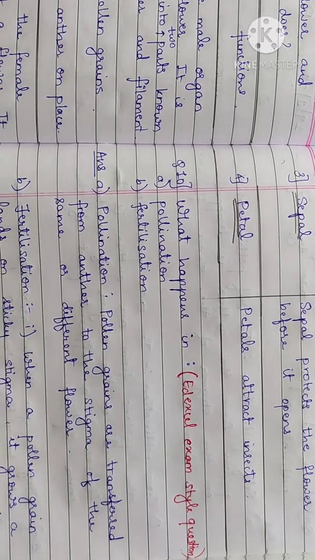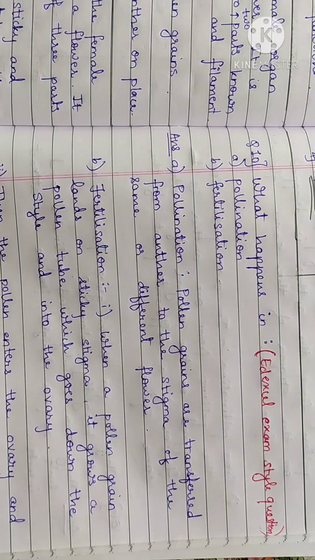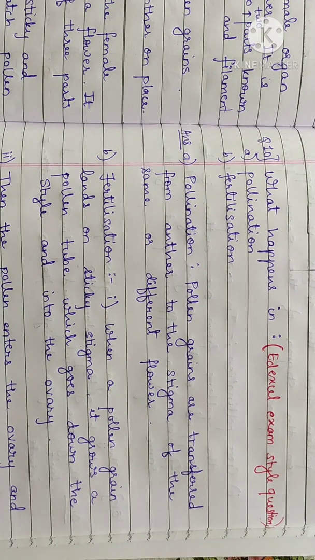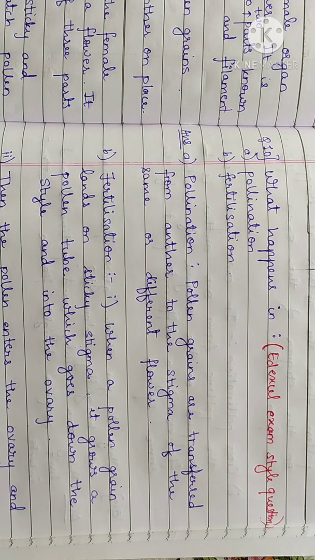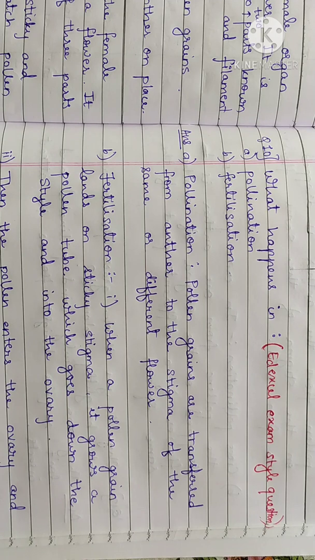Then what happens in fertilization? In fertilization, when a pollen grain is transferred from the anther to the stigma, the pollen grain lands on the sticky stigma.